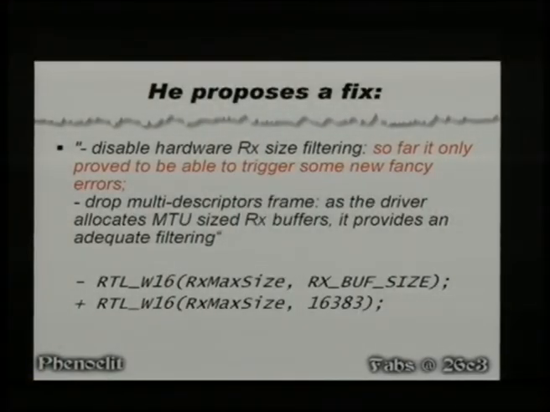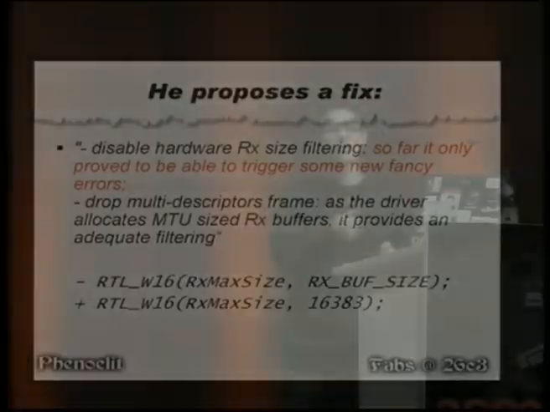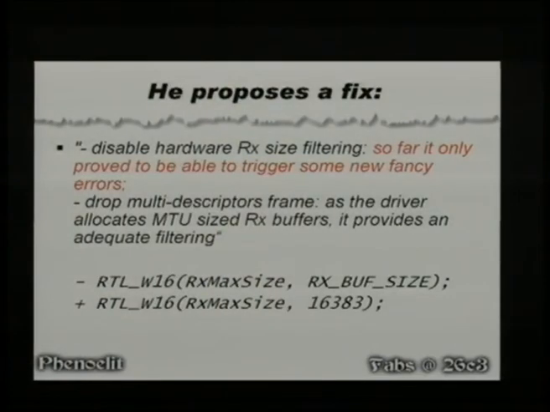Okay, so he proposes a patch. He says, first of all, I would like to disable hardware filtering, because so far it only proved to be able to trigger some new fancy errors. Secondly, drop all multi-descriptor frames. Anything that is in more than one descriptor, he actually means buffer. Anything that's in more than one buffer, just drop it. We're not handling this. Okay, so this is the change. Instead of saying the maximum size that you may receive is RX buff size, which means enable hardware filtering, just tell it, you know, receive anything, disable hardware filtering.